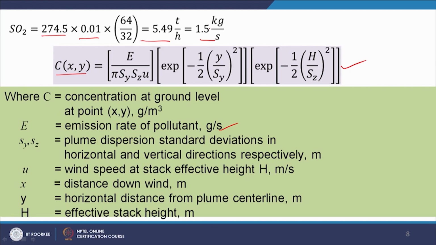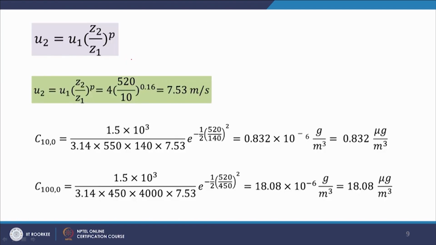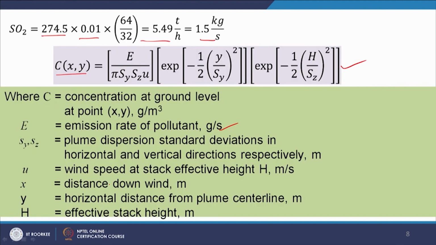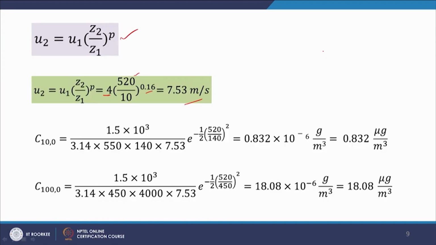So we will be putting this value here as E, and we need to calculate the value of u2. The 10 meter height velocity is given as 4, and we have to calculate at z2, that is 520 meter height. So 520 by 10 to the power 0.16, it is given. So 7.53 we are getting as the u. So in this expression now we get the u value. SY and SZ are given, y and SY all values are given now, del H is also given. So we will put these values here.